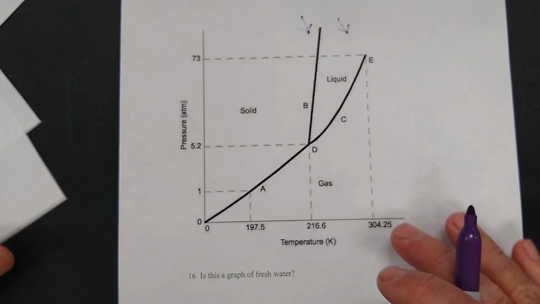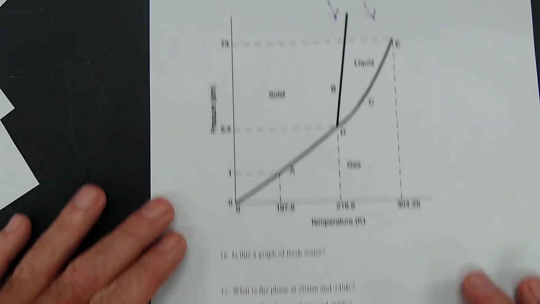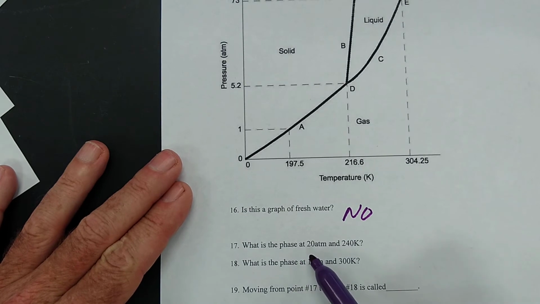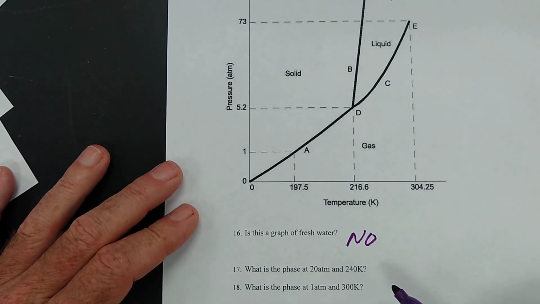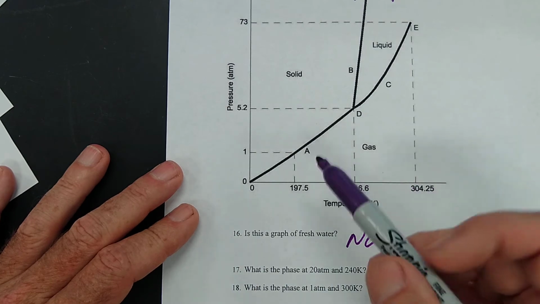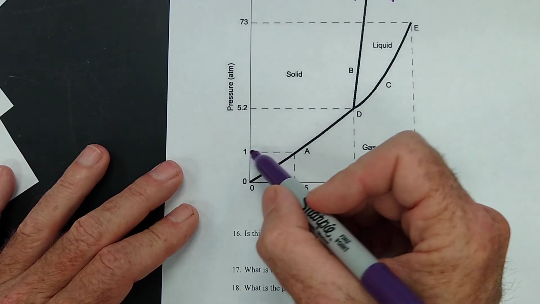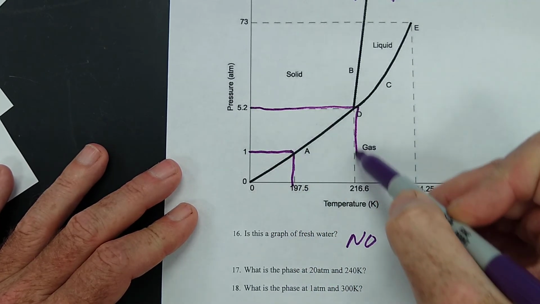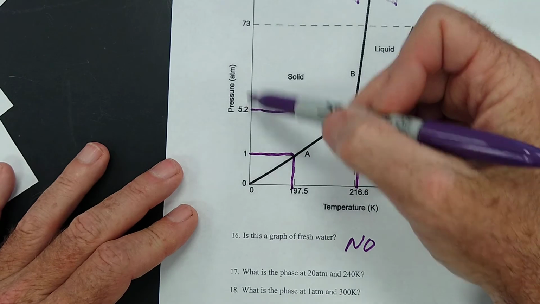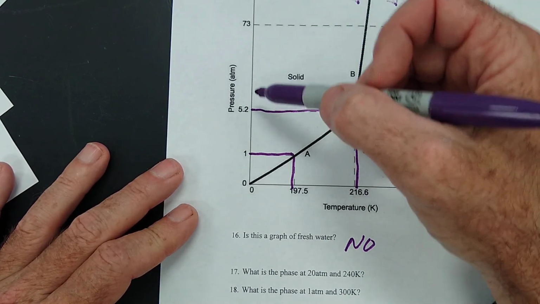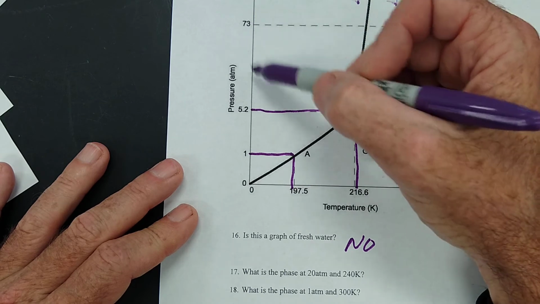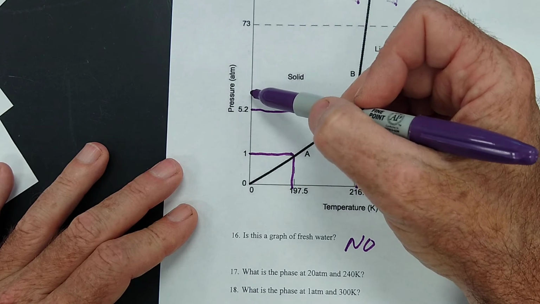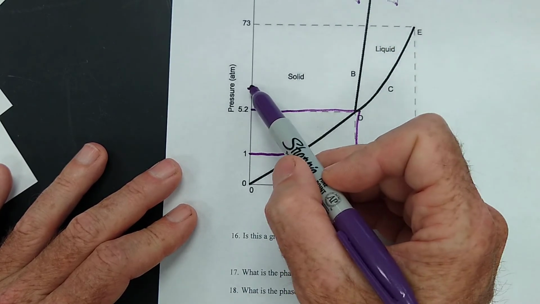You kids that are staying at home, you're not responsible for this. No, this isn't freshwater. What is the phase at 20 and 240? Now, I had some students say, hey, we can't read this. Well, these little dotted lines, David and I were talking about this, are where they start over with a new scale. So the scale from 5 to 72, you'd have to say 10, 20, 30, 40, 50, 60. 20 is going to be about right here. So we're going to go over like this.